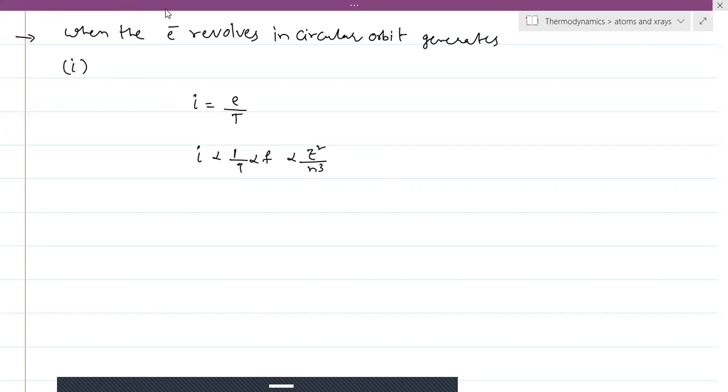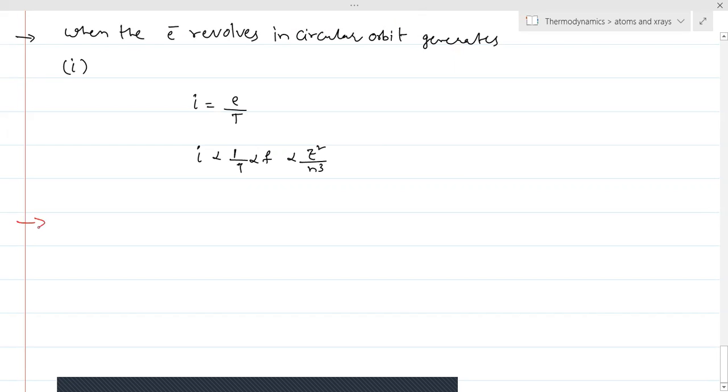But the upcoming thing is very important, magnetic moment. This is very famous also. Magnetic moment.